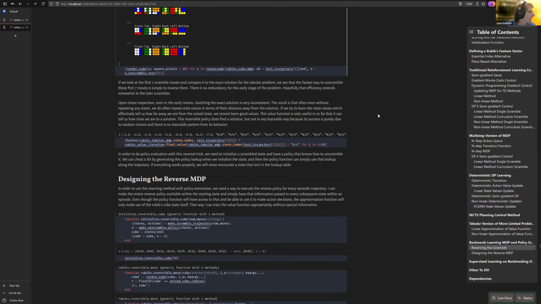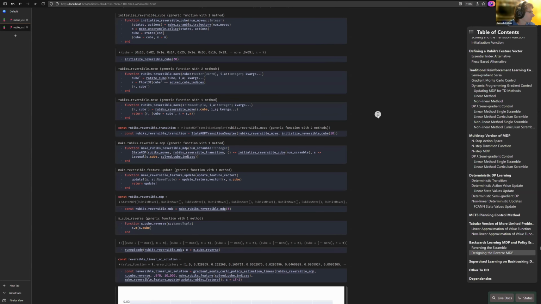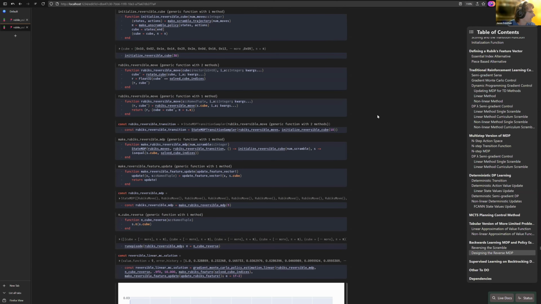So one thing I can do to make this problem work is I can effectively save the whole trajectory of how to unscramble the cube within the state. So what this does is it initializes what I'm calling a reversible cube. It's scrambling it, and then it's generating this lookup table of how to unscramble it. And it's saving that in the state.